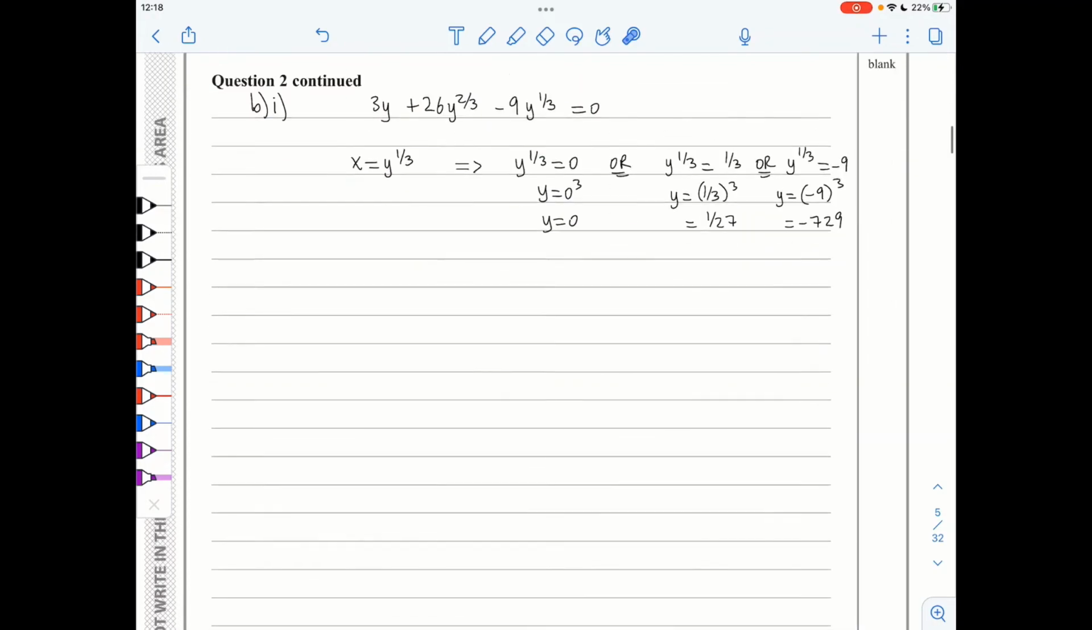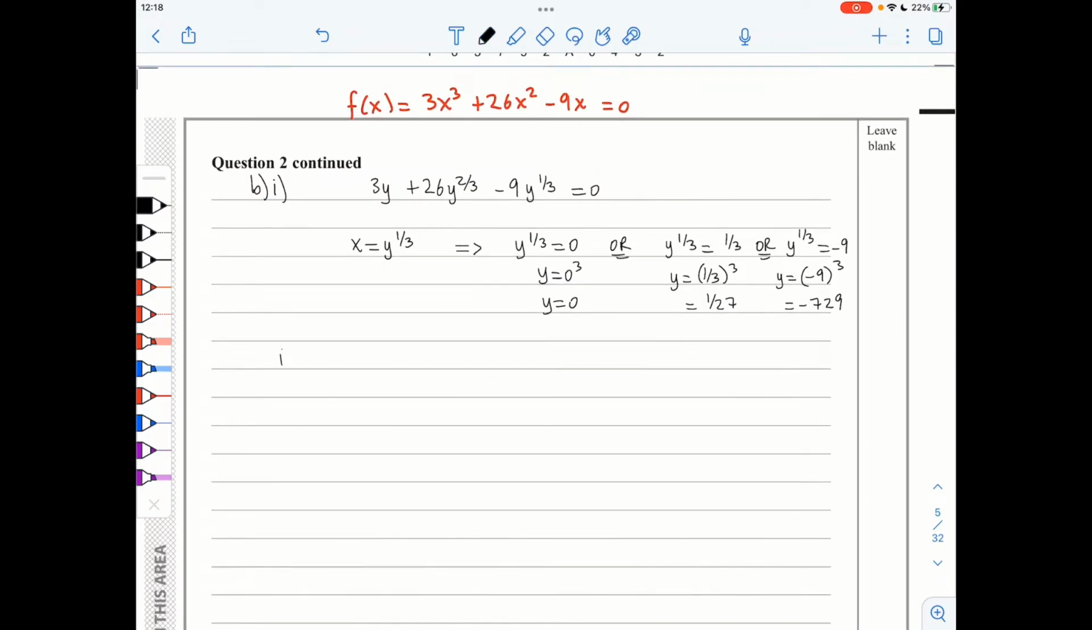And then in (ii), we've got this here. So I'm just going to write it and compare with f(x). We have 3 times 9 to the 3z plus 26 times 9 to the 2z minus 9 times 9 to the z is 0. So it's obviously the case here that x is 9 to the z. Now this means that 9 to the z is 0, or 9 to the z is a third, or 9 to the z is negative 9.